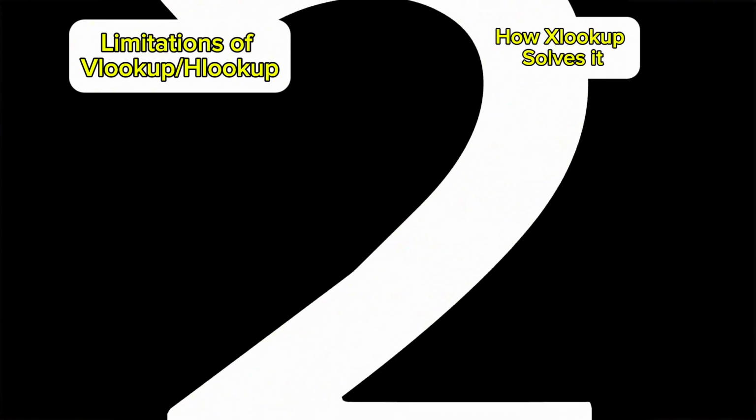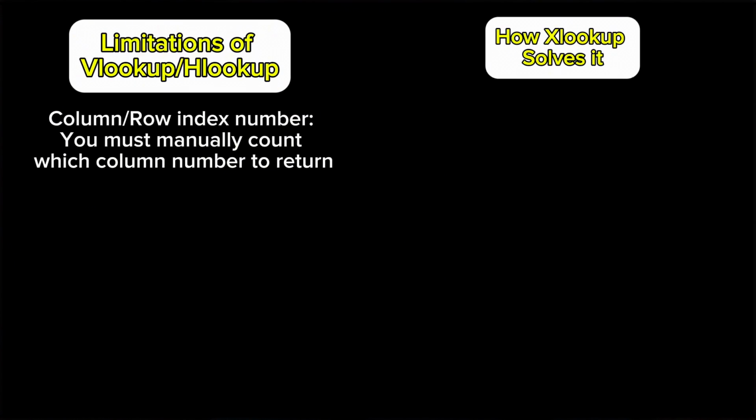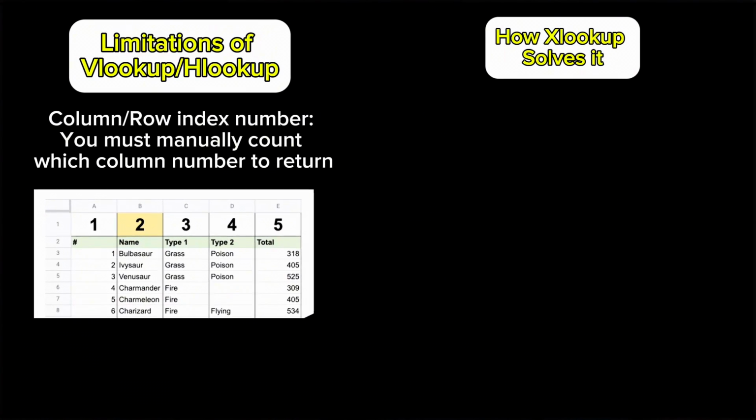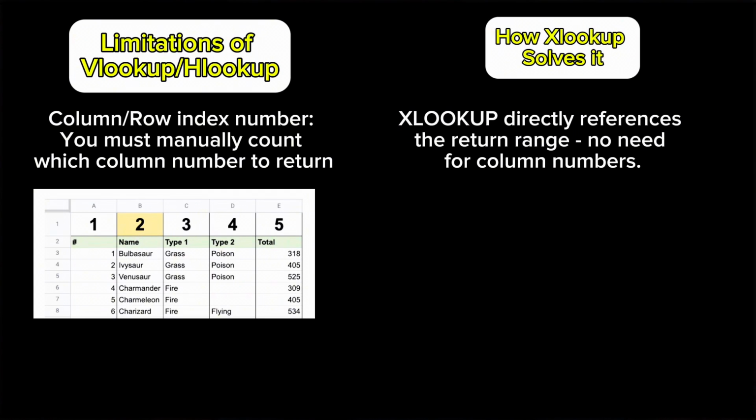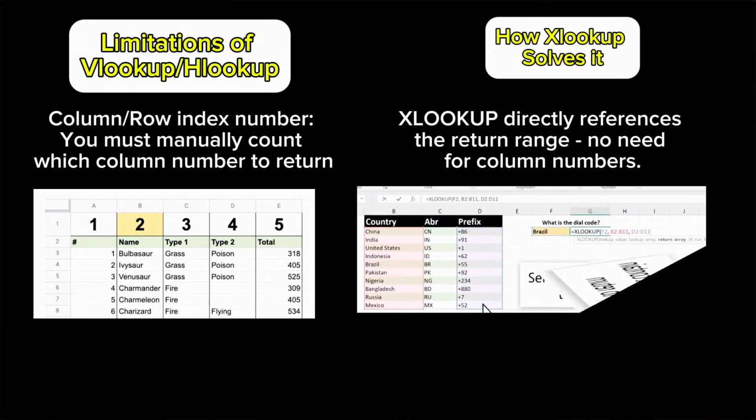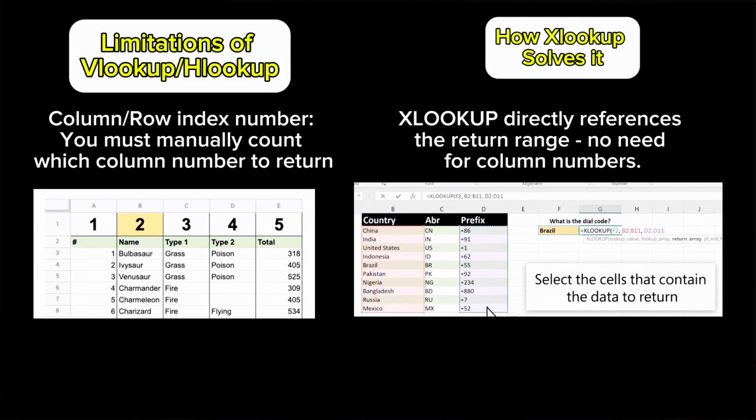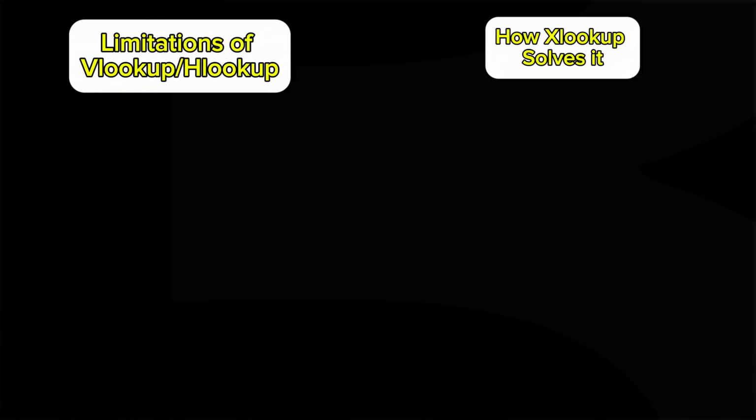Which brings me to my second point. With VLOOKUP and HLOOKUP, while writing the formula, in the third argument, which is the index, you must manually count which column number to return and enter. Again, that problem is taken care of by XLOOKUP because it does not ask you to count the index manually, but directly references the return range. So no need to count the column numbers.